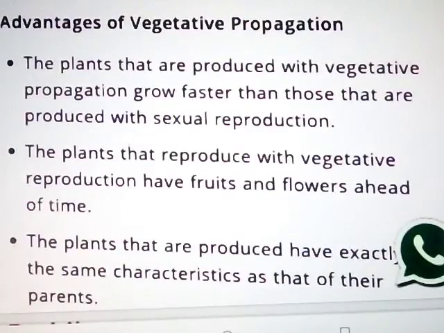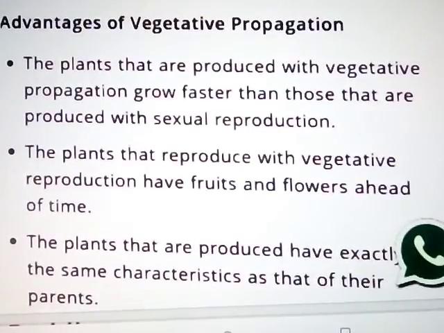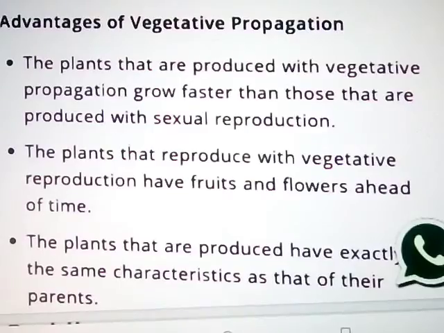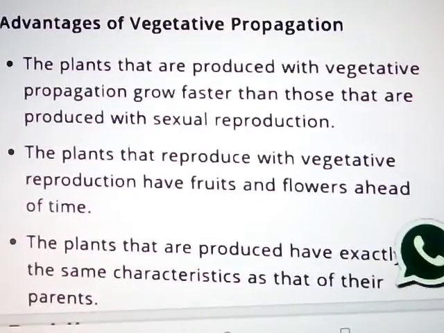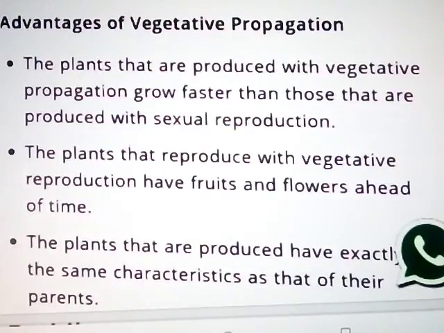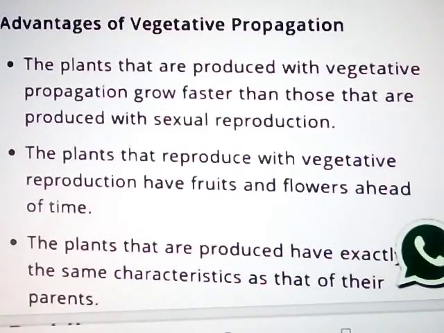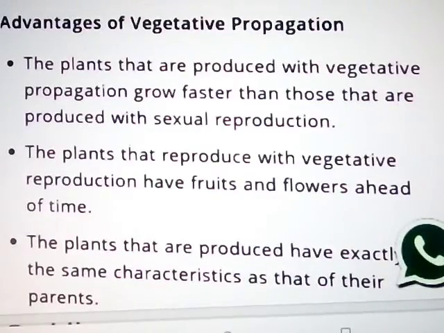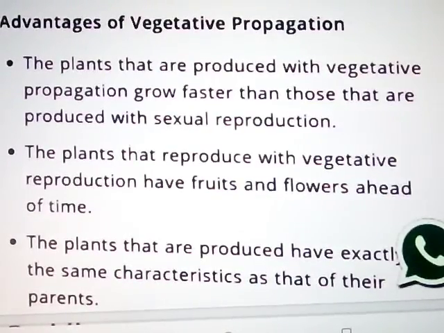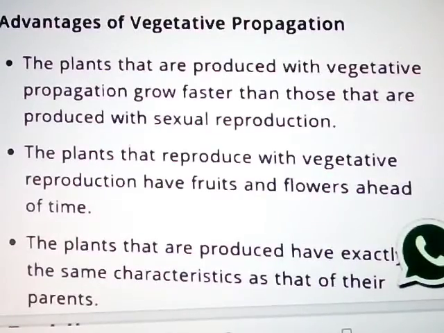Advantages of vegetative propagation. The plants that are produced with vegetative propagation grow faster than those that are produced with sexual reproduction. The plants that reproduce with vegetative reproduction have fruits and flowers ahead of time. The plants that are produced have exactly the same characteristics as that of their parents.